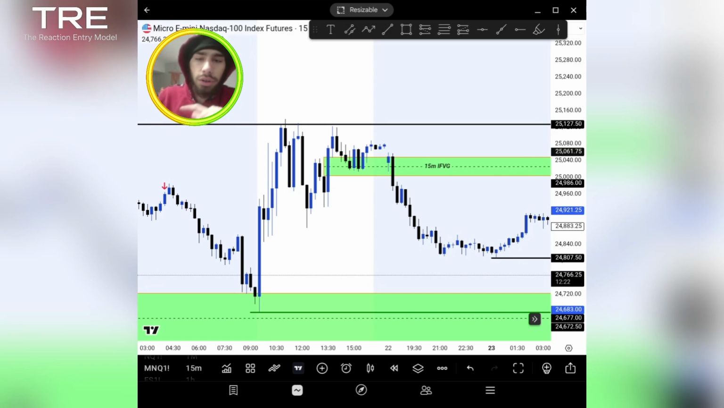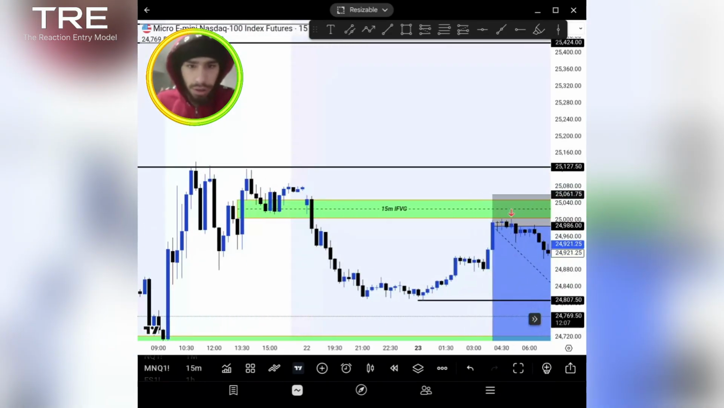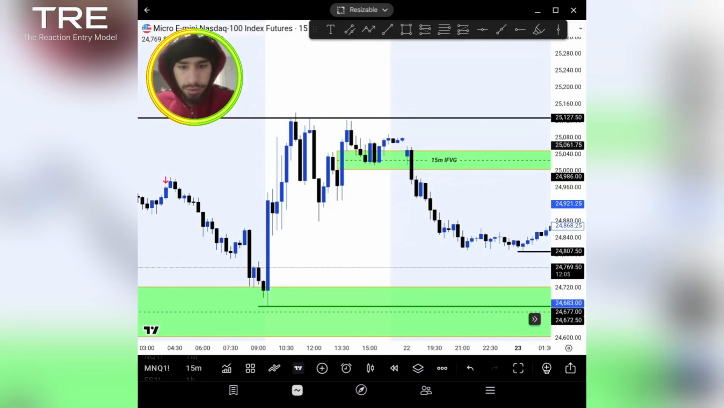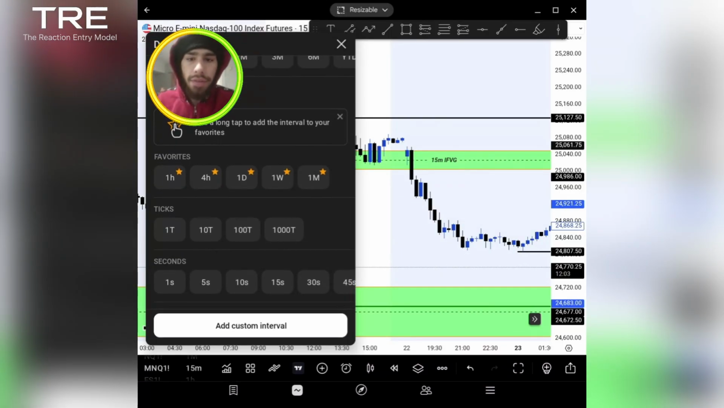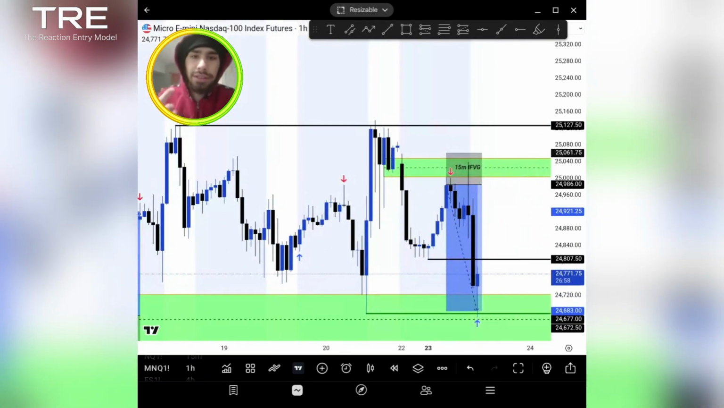TRE works with location. So first we want a high reversal area, right? So we want an HRA. Now we want a high time frame liquidity sweep, which we got here. That's exactly what we got. We got a 1 hour high swept. And then we want a big displacement to the side that you want to take your trade, right? We need a reaction.